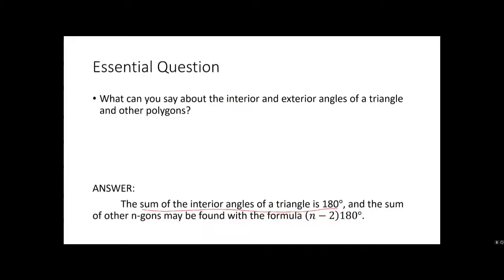Now, the sum for n-gons, which are just a representation of polygons with more than three sides. Poly means many, and n represents how many sides the polygon has. We use the formula n minus 2, where n is the number of sides, times 180 degrees. That tells you exactly the total degrees of the interior angles. Then we're going to look at exterior angles towards the end.